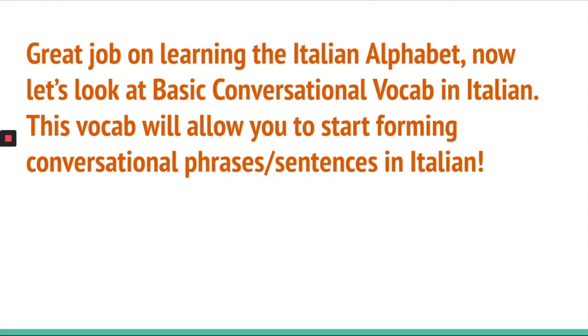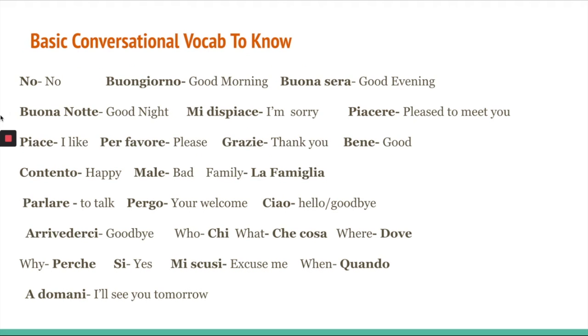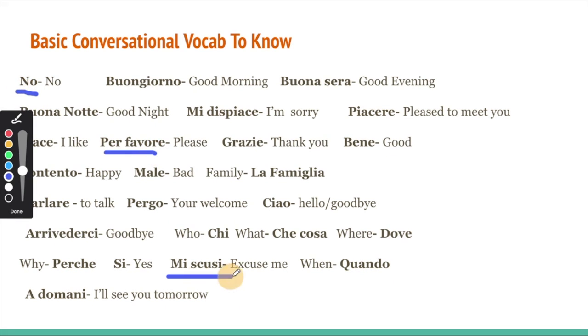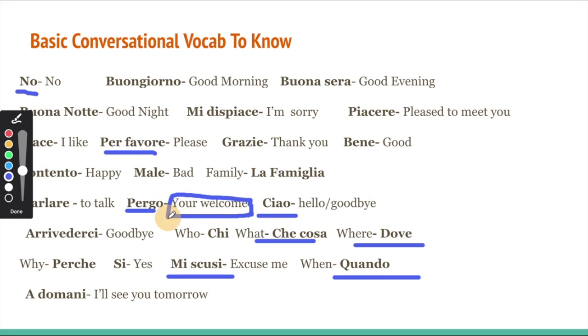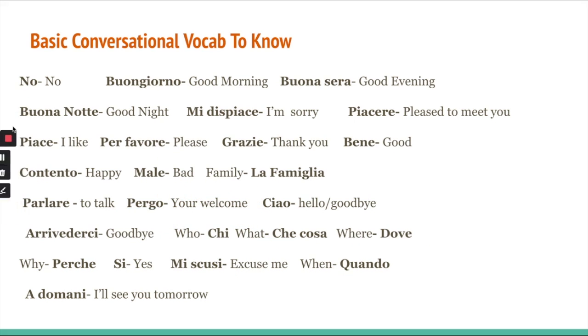Now we're going to look at basic conversational vocab, which is really important so that you can start formulating your own sentences and phrases in Italian. So, basic conversational language to know. The bolded sides you see here are the Italian words. The side that isn't bolded is the English translation. Let's go through the Italian words and their translations.